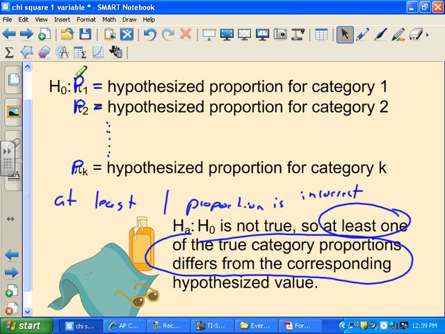Either our data matches what it's supposed to match, or something's wrong. At least one of them's wrong. So that's all you need to say. It's also fine to write the null hypothesis is not true. That's also okay. I'd prefer to see at least one proportion is wrong because it helps you write your conclusion better. Okay?